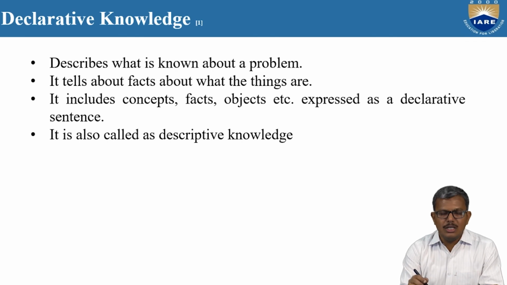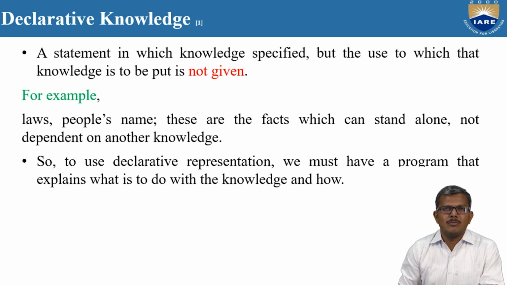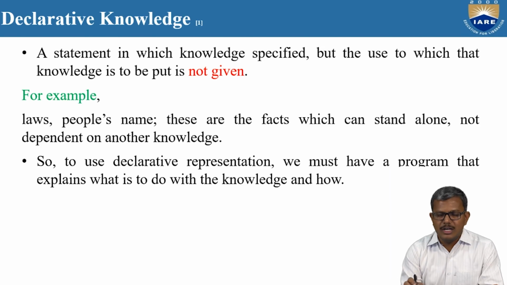Coming to the declarative knowledge, it is going to describe what is about a problem. It tells about the facts, what the things are. So this declarative knowledge is going to include some concepts, some facts, some objects, and it is also going to talk about some declarative sentences that we have already seen. So we can say that this declarative knowledge is also called descriptive knowledge. A statement in which the knowledge is specified, but the use to which the knowledge is to be put is not given, we can consider as declarative knowledge.